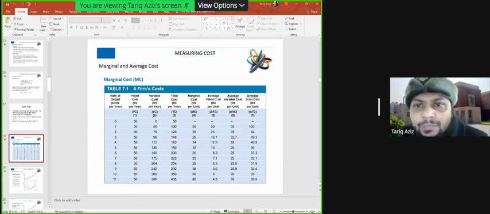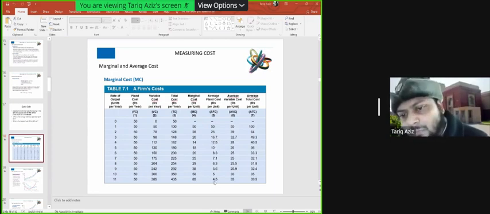this column, that is average fixed cost, if we divide the fixed cost by the number of units or number of output, that gives us average fixed cost. And the behavior of average fixed cost you might observe here is that it is reducing. Initially it was 50, then it became 25, then it became 16.7, then it became 12, then the last figure is 4.5.